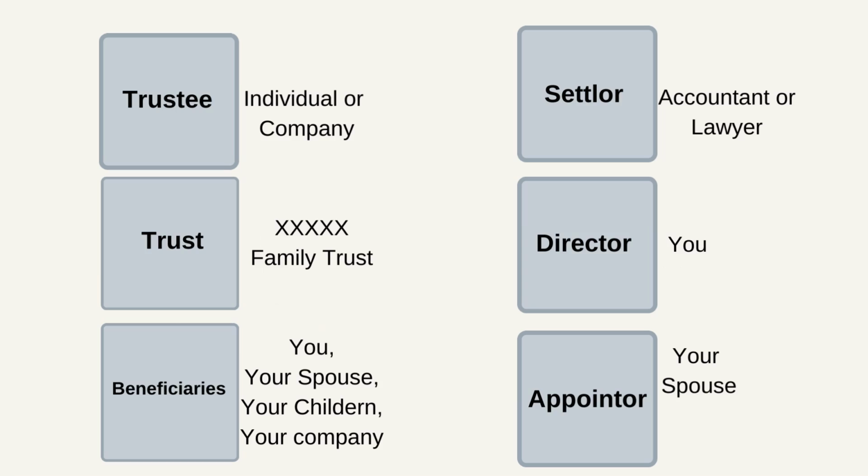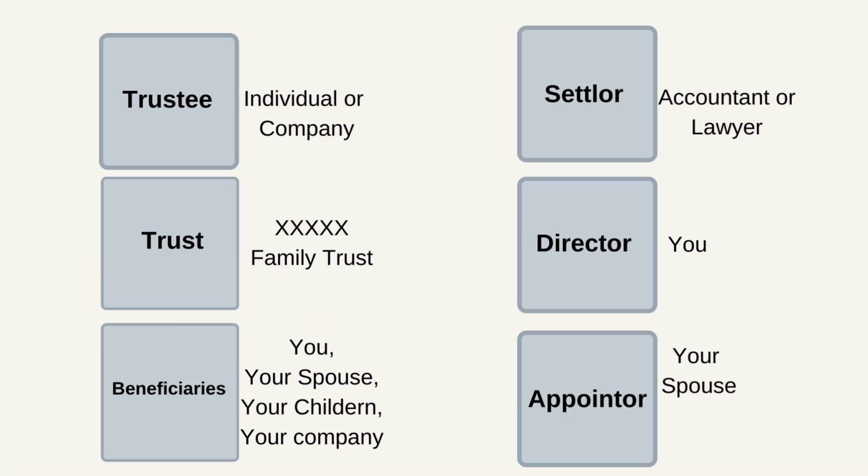Trustee, who owns the trust. A trustee can be an individual person, that is you, or a company. If the trustee is a company, it's called a corporate trustee. Trust is where a set of rules are written. A trust must have a trustee. Beneficiaries are those who benefit from the trust. This could be you or your spouse or your kids or your company as well.